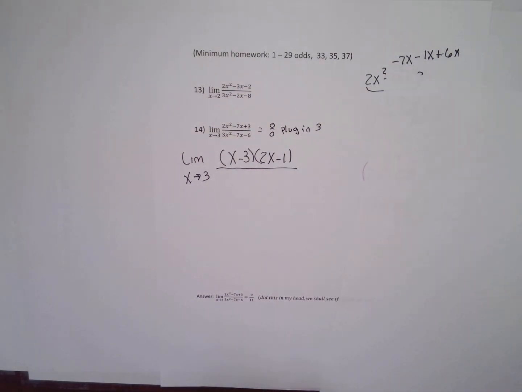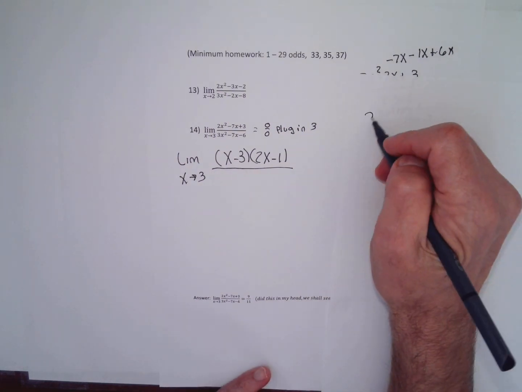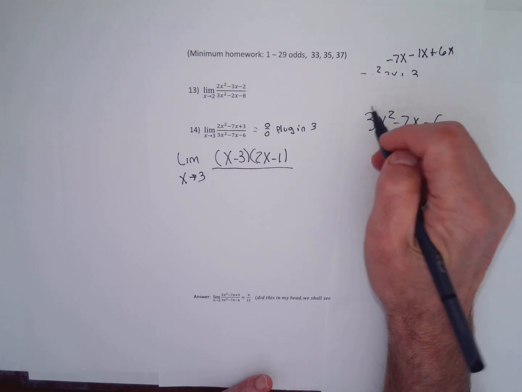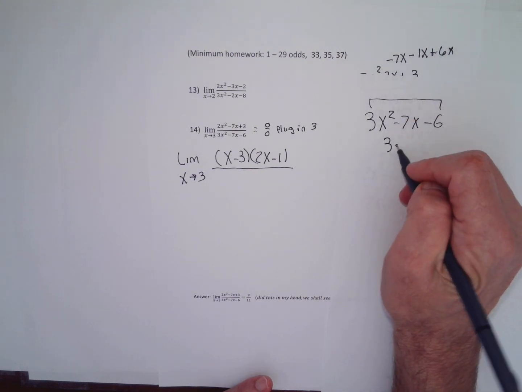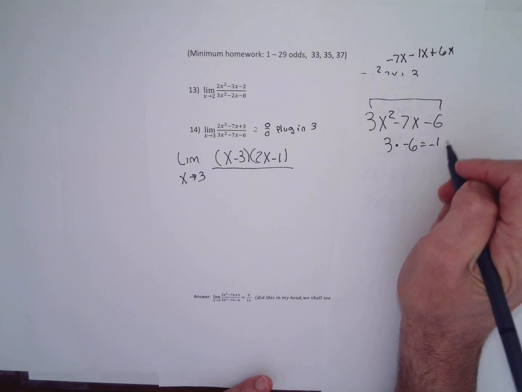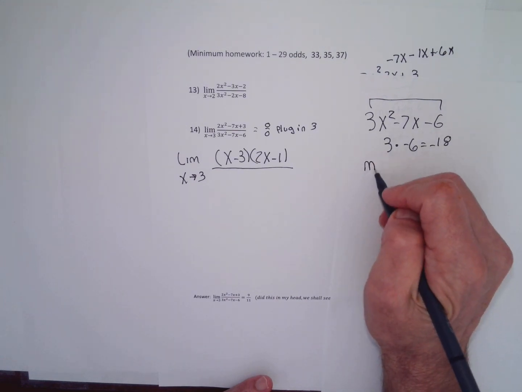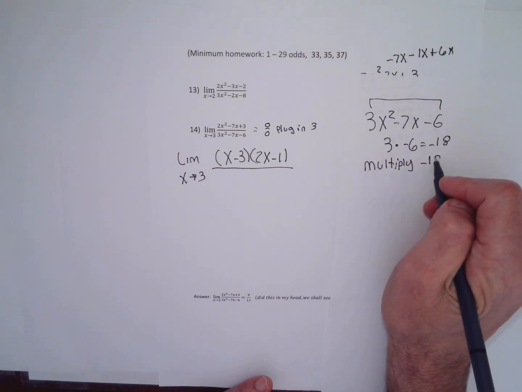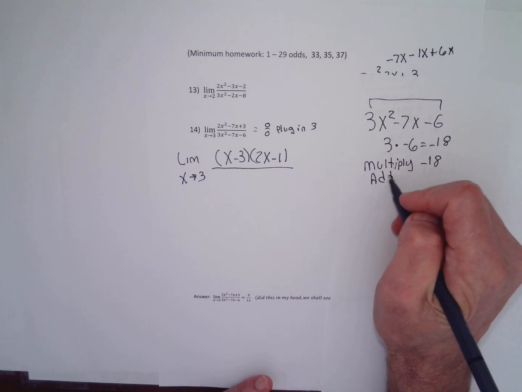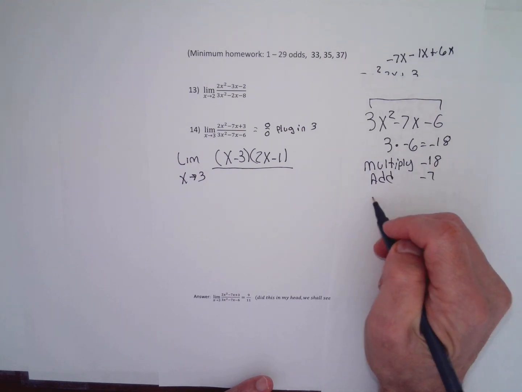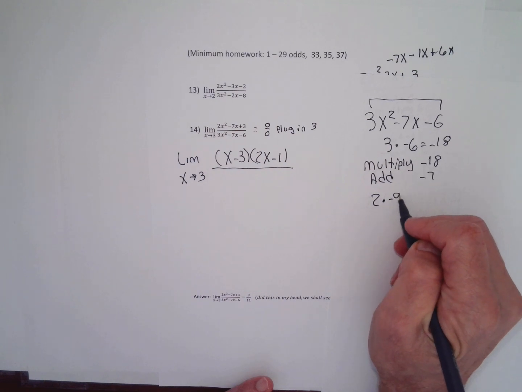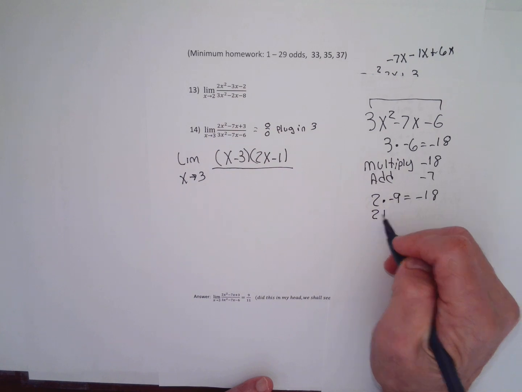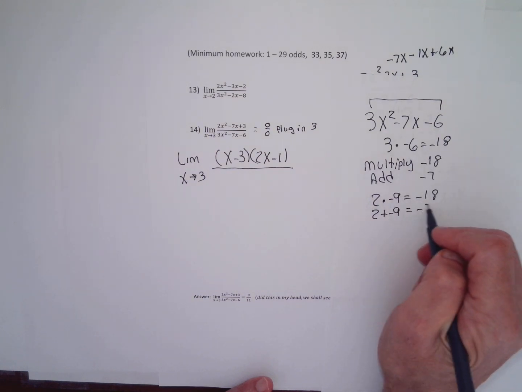And now I'm going to factor 3x squared minus 7x minus 6. I multiply the 3 and the minus 6 and get minus 18. I'm looking for numbers that multiply to minus 18, that add but really subtract to negative 7. And that's going to be 2 and negative 9, because 2 times negative 9, if you multiply those, you get negative 18. And 2 plus negative 9, if you add those, you get negative 7.